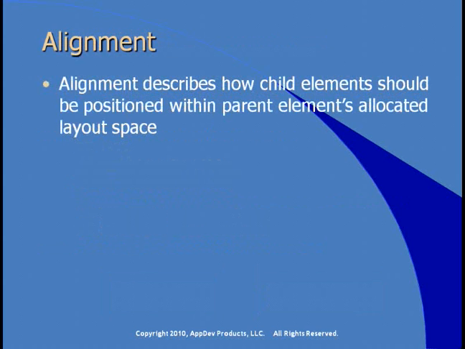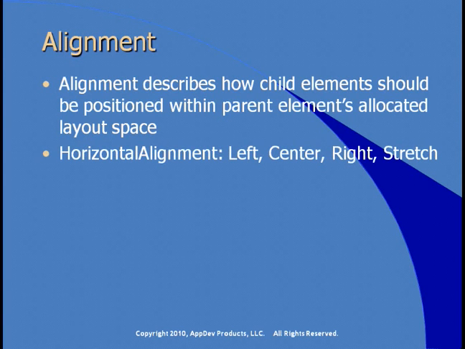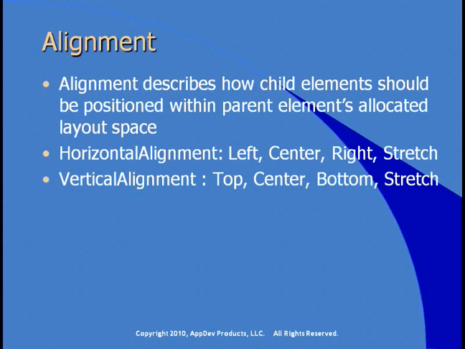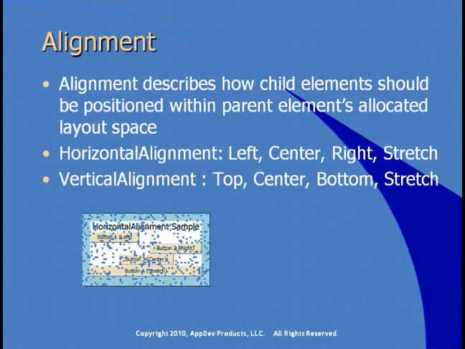Alignment tells you how child elements should be positioned within the allocated layout space in the parent element. So for example, if you have a stack panel and inside that stack panel you have buttons, the alignment tells you how the buttons should be positioned given the amount of space available within the stack panel. And you can control this by setting the horizontal alignment or vertical alignment properties of elements. Horizontal alignment can be left, center, right, stretch. Vertical alignment can be top, center, bottom, stretch. So here's an example of using horizontal alignment.